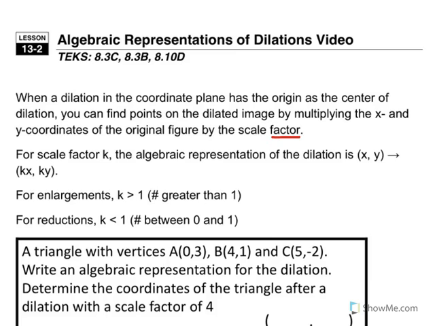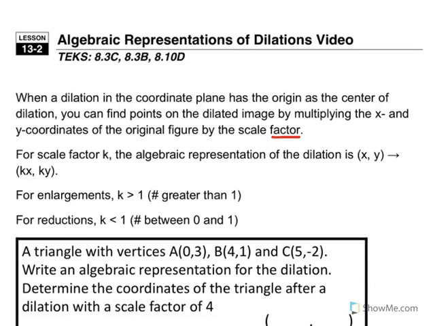If k is greater than 1, that means you have an enlargement. If k is smaller than 1, meaning it's a number between 0 and 1, you have a reduction or a smaller image or a smaller figure. If k is 1, you have the exact same figure because anything times 1 is itself.